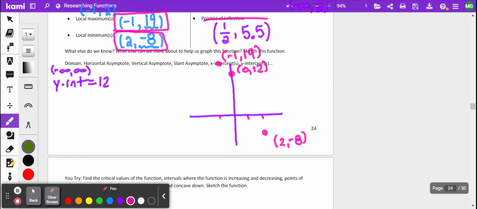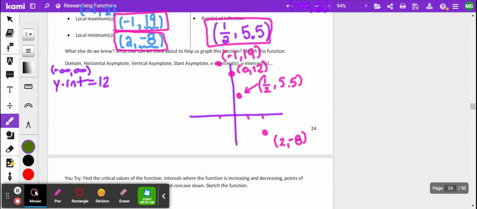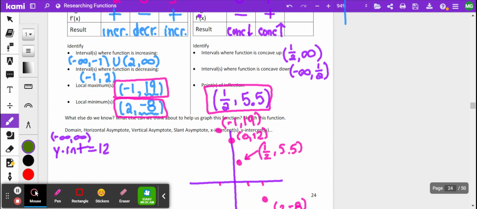And we have a point of inflection at 1/2, 5.5. So 1/2, I'm going to call this 5.5. Okay, and we know that our function is, again, I'm going to scroll up here. We know that we are increasing until we get to -1, decreasing until we get to 2, and then increasing. We know that we are concave down until we get to the 1/2, and then we are concave up.